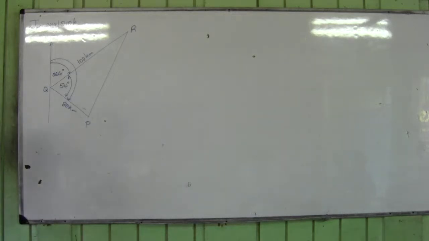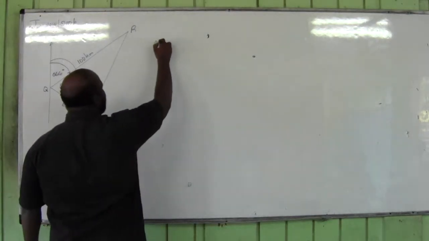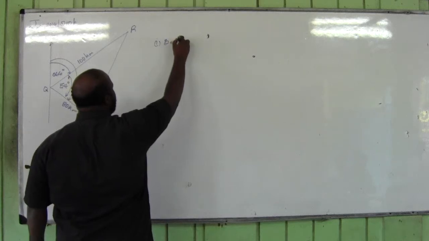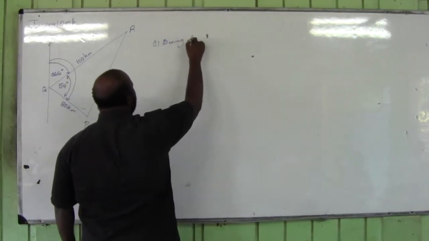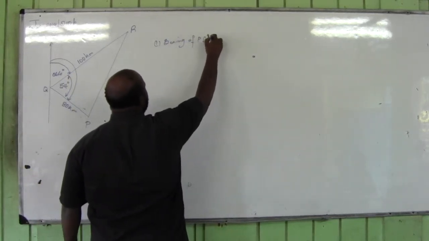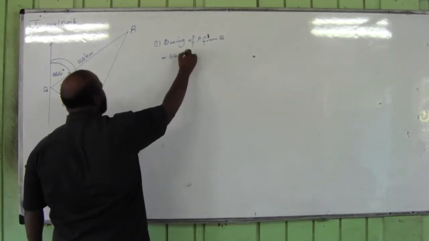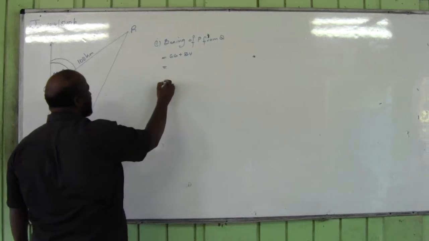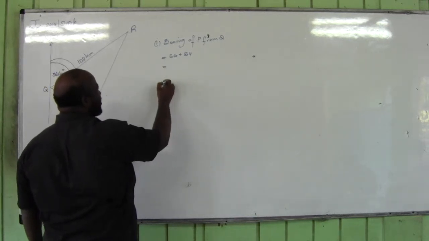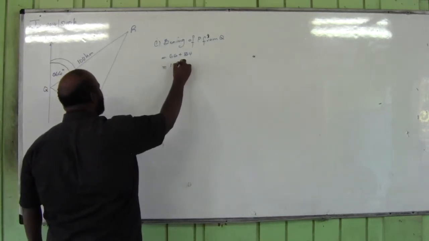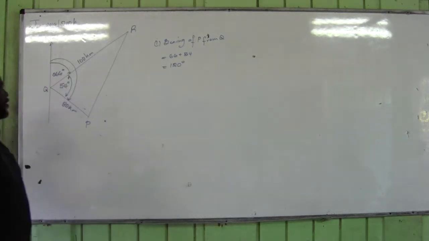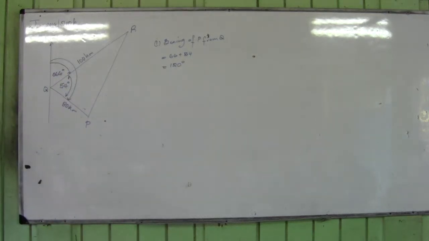Yes, sir. So the bearing of P from Q is equal to 66 plus 54. How much is that? 110 or 120? It's 120 degrees. Ladies and gentlemen, how is bearing measured? Bearing is measured clockwise, starting from north.